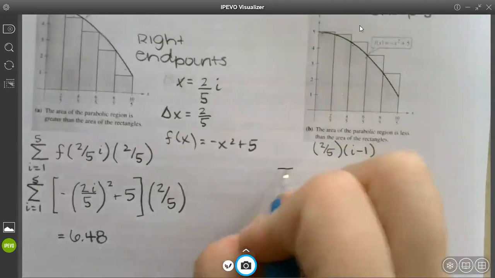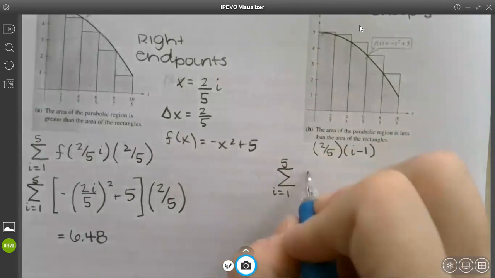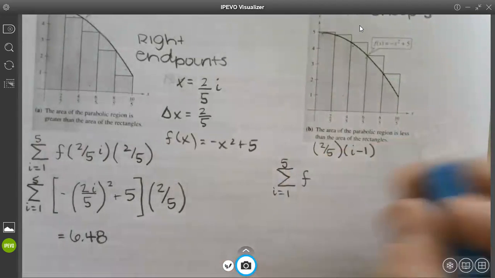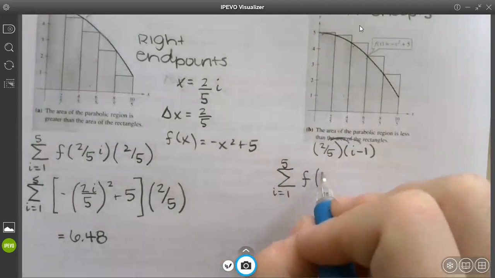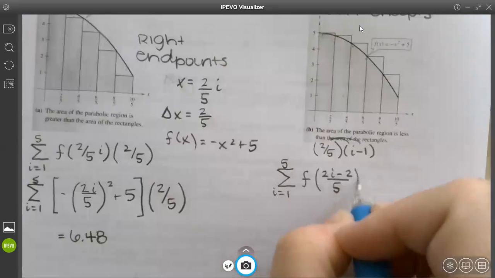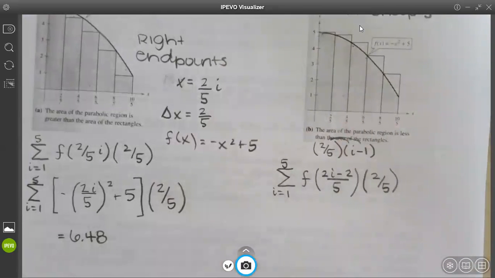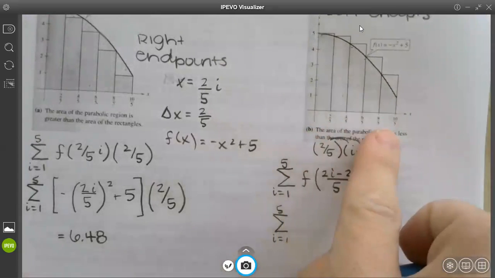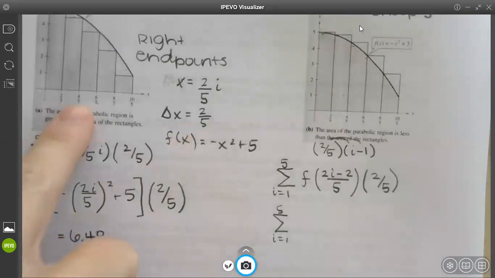All right, so we're going to do our summation again. It's the same exact thing. We have 5 rectangles. We're going to start at 1. For our function, I'm going to simplify this for you and distribute this out, which gives you 2i minus 2 over 5. And then we still have that same 2/5 difference in your x's. So 2/5, 4/5, 6/5, 8/5. It's the difference in your rectangles, the width of your rectangles. So this is delta x, or the change in x. So 2/5, 2/5, 2/5, 2/5.